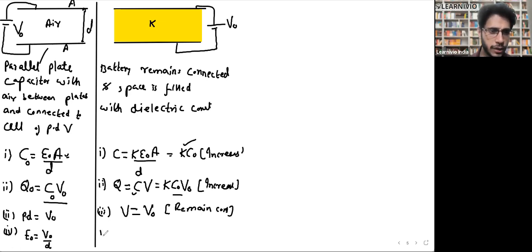If we calculate electric field, then electric field E is V by D. V is V naught, separation is D. V naught by D is E naught. So electric field remains constant.